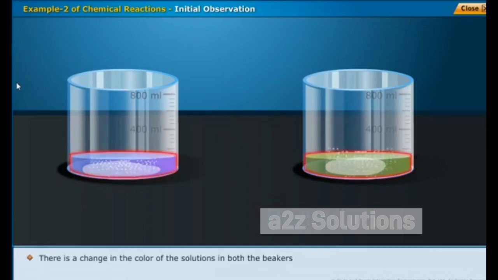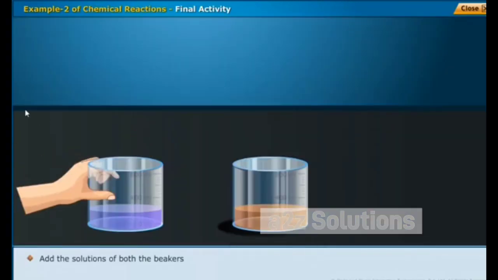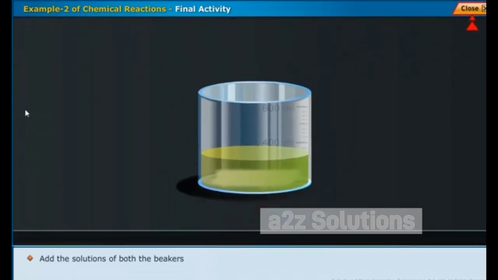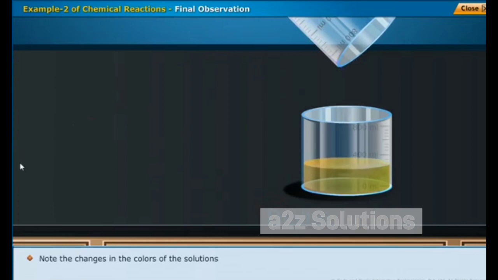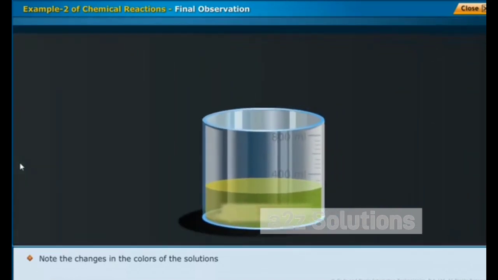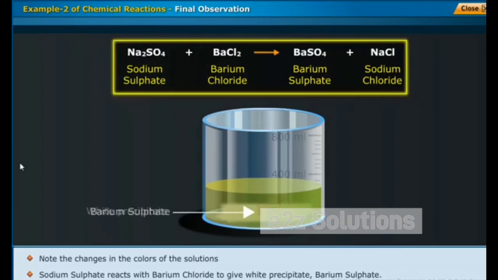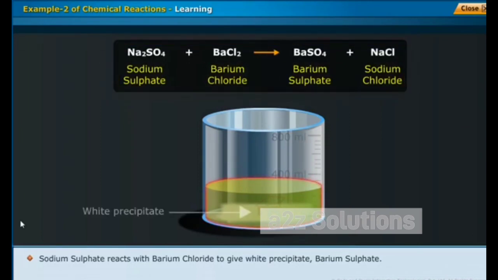There is a change in the color of the solutions in both the beakers. Add the solutions of both the beakers. Note the changes in the colors of the solution. Sodium sulfate reacts with barium chloride to give white precipitate, barium sulfate.